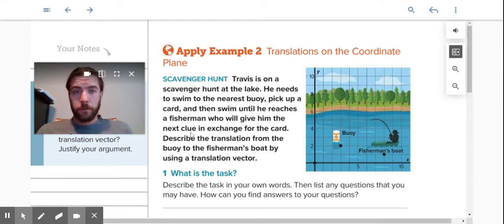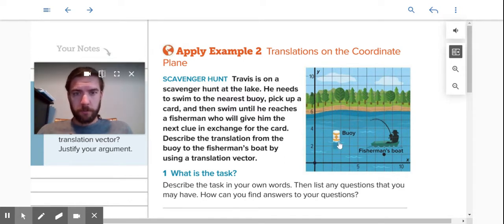Okay, example number 2 deals with translations on the coordinate plane, so kind of on a graph. In this example, we have a scavenger hunt, where Travis is on a scavenger hunt at the lake. He needs to swim to the nearest buoy, so I think he's starting here where this little dot is. This is Travis. They don't have him labeled, but he starts here at the origin.